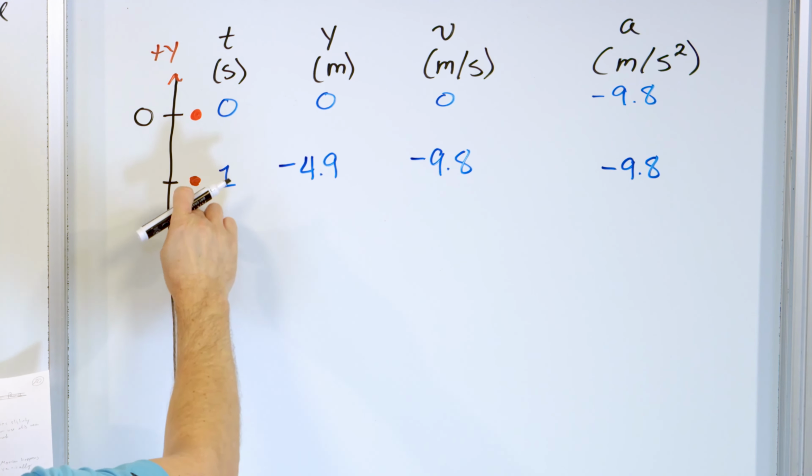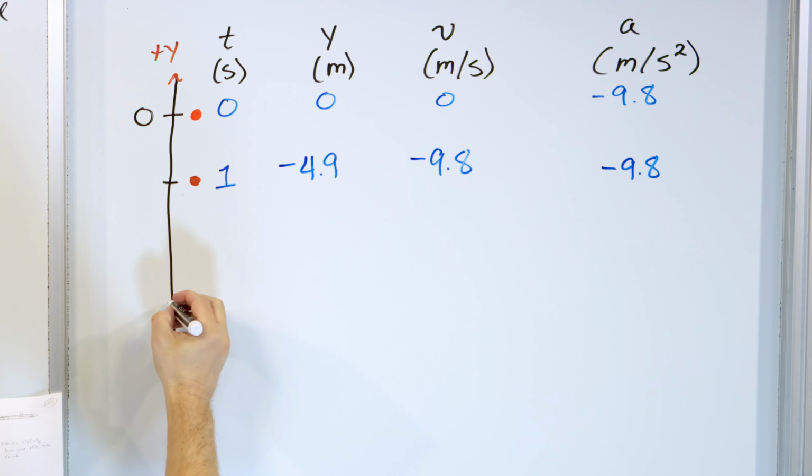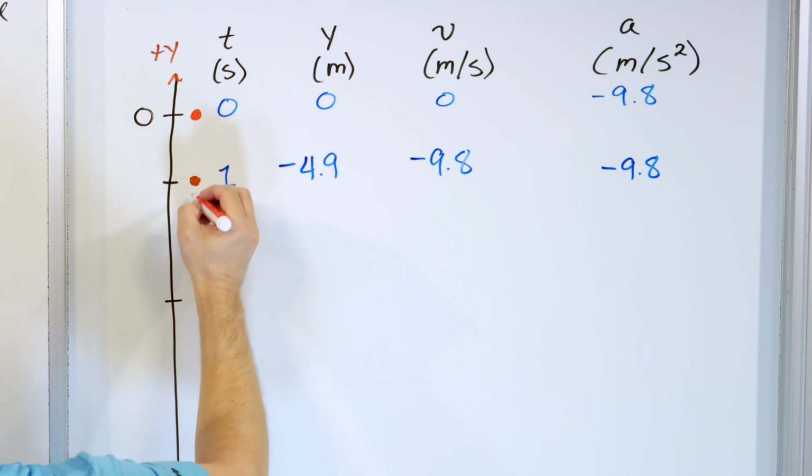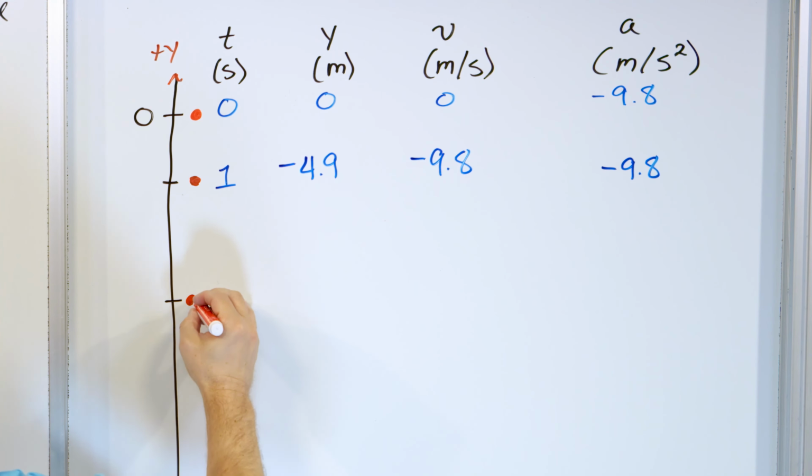So now let's take a look at what happens after 1 more second. After 1 more second, you're not going to be here. You're actually going to be farther down, right? Because you're accelerating, you're traveling faster and faster. So the ball is not going to be an equal distance down. It's going to be a little bit farther down.